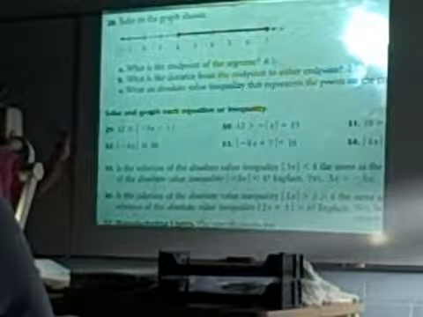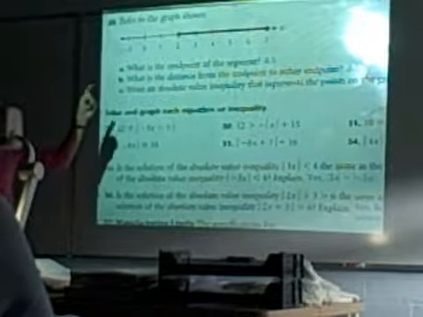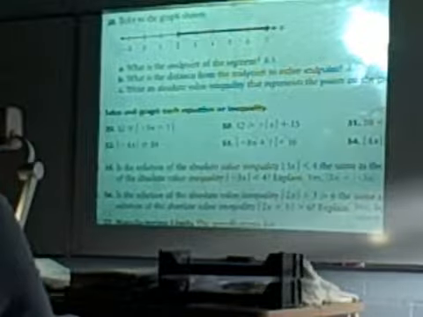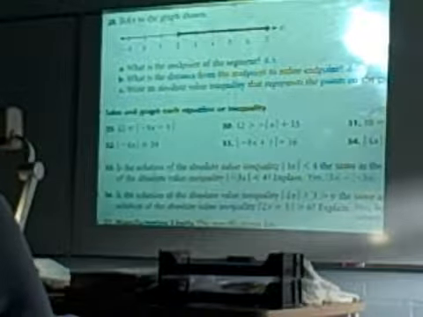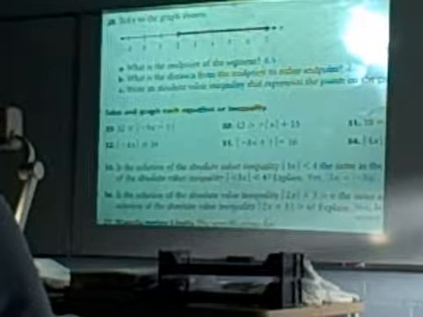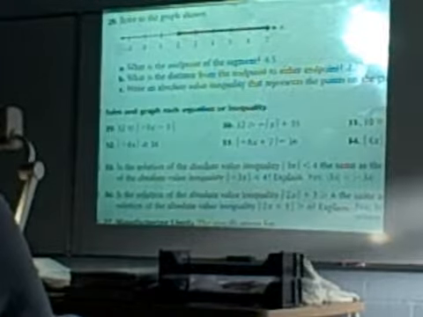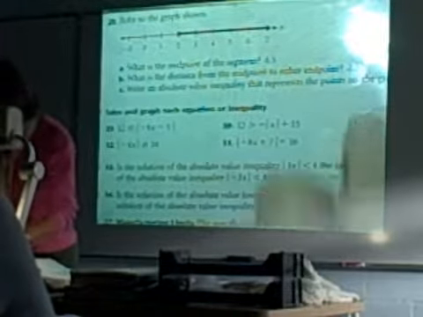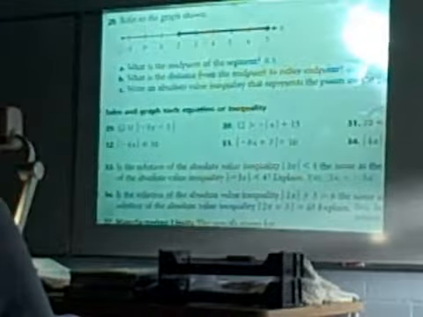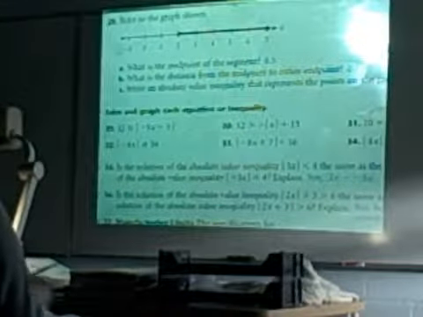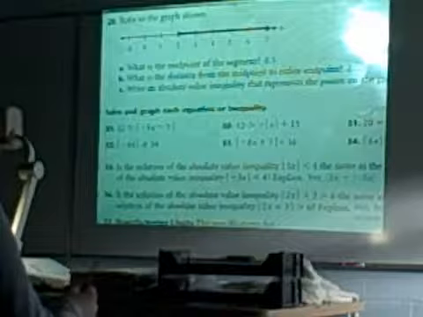It's 4.5. And what is the distance from the midpoint to each of the endpoints? Everybody good with that? That would be 2.5. Okay, so write an absolute inequality that represents the points on the graph. What does it say? Okay, on the graph. Anybody? So we know that it's going to go.